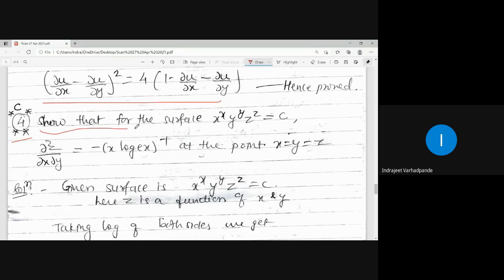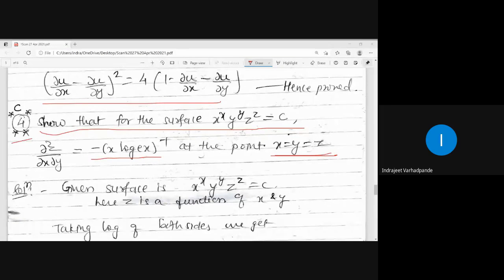Show that for the surface x to the power x, y to the power y, z to the power z is equal to c, del 2z by del x del y is equal to minus x into log ex to the power minus 1 at the point x equal to y equal to z. Is it okay? Is the question understood? Completed? Yes, all of you have completed.